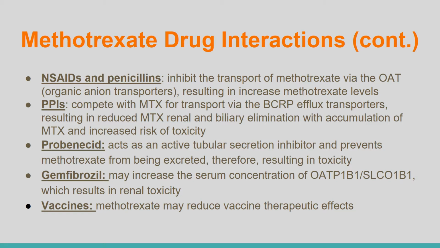Methotrexate and probenecid. Probenecid acts as an active tubular secretion inhibitor and prevents methotrexate from being excreted, therefore resulting in toxicity. Methotrexate and gemfibrozil. Gemfibrozil may increase the serum concentration of OATP1B1, SLCO1B1, which results in renal toxicity. Methotrexate and vaccines. Methotrexate may reduce vaccines' therapeutic effects.